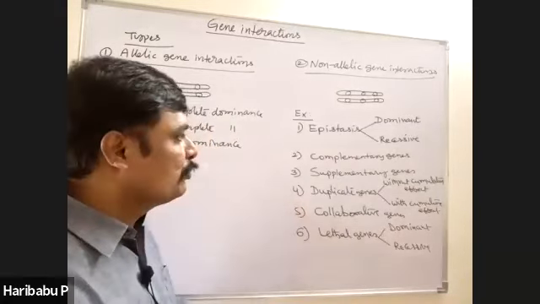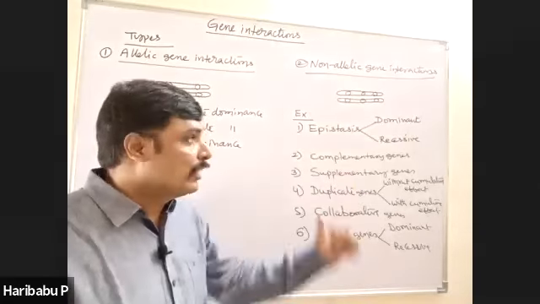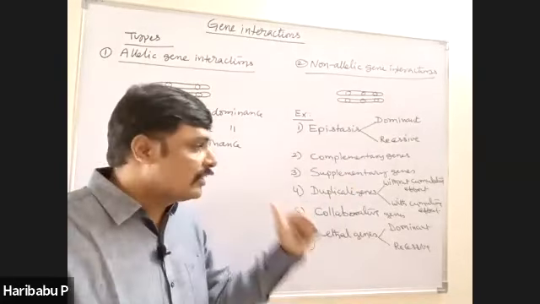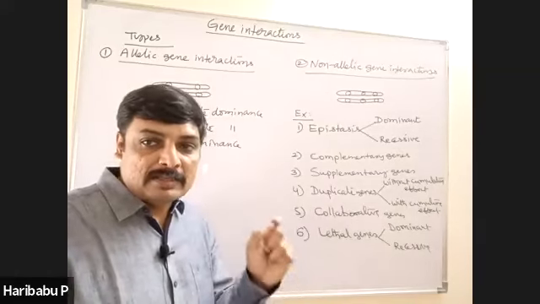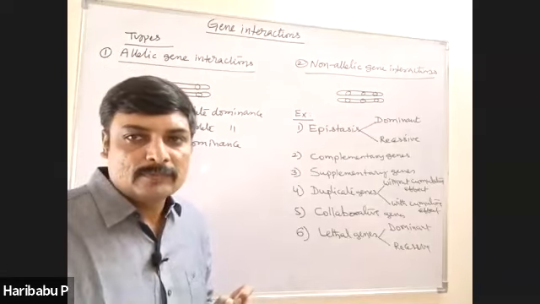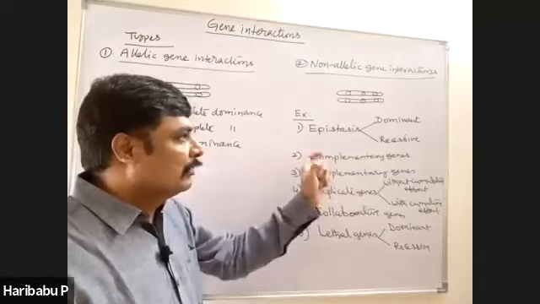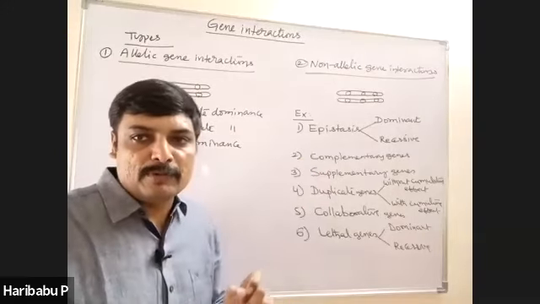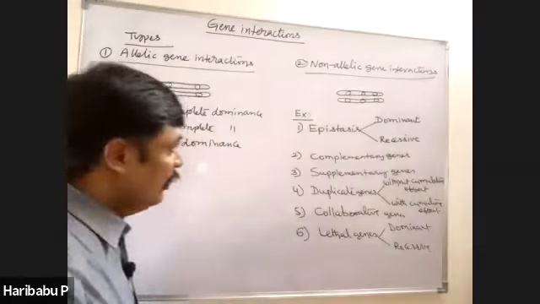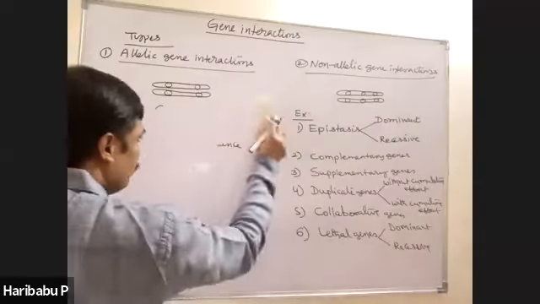So you have to know the meaning of epistasis, what is dominant epistasis, what is recessive epistasis, an example for each one, and their modified ratios. So you have to write down after understanding the concept, then only you can remember, right? Let us discuss one by one. The first one is epistasis.